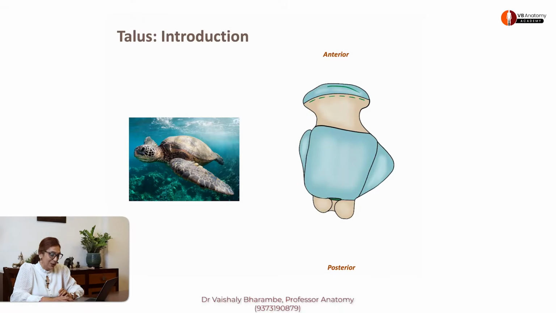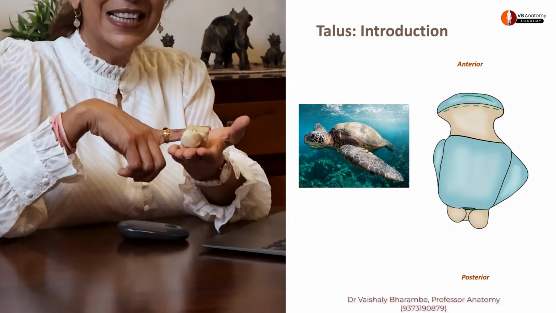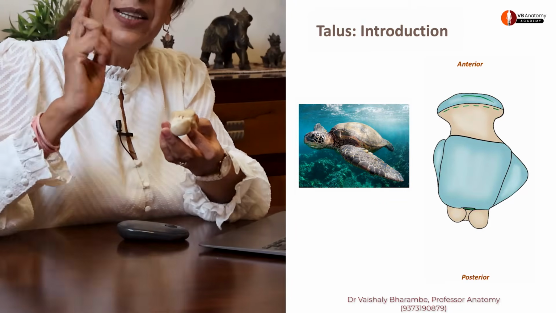So, if it looks like a tortoise, then it must be a tortoise? No. If it looks like a tortoise, then in osteology, it's likely to be this sweet little bone, the talus. So this is the sweet little bone, the talus. It has a head, a neck, a shell just like the tortoise.